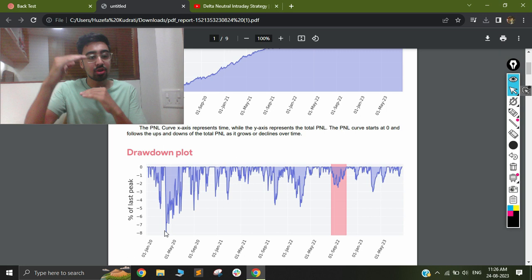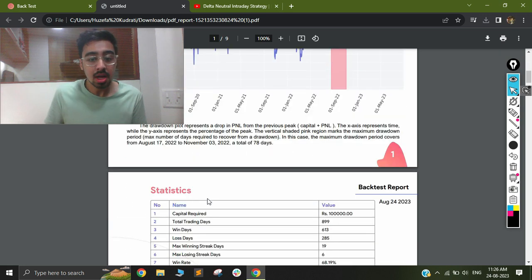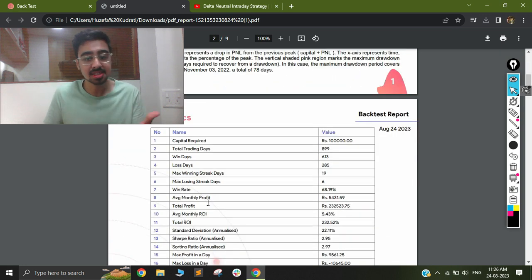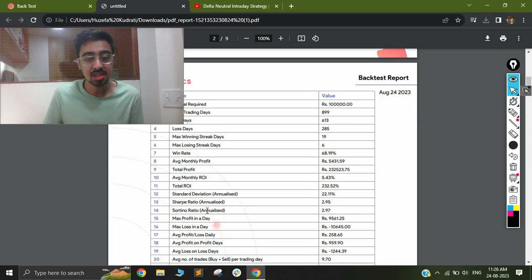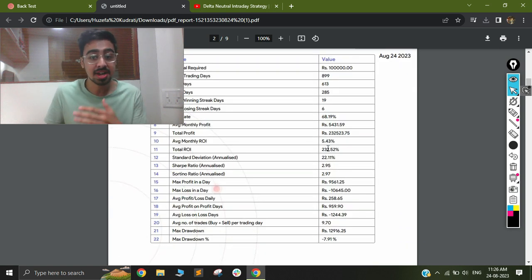We can also check other statistics. So you can run a backtest yourself and have a look at statistics. It has a very good win rate, which is around 68%, which is extremely good. You can check the overall return percentages and so on.